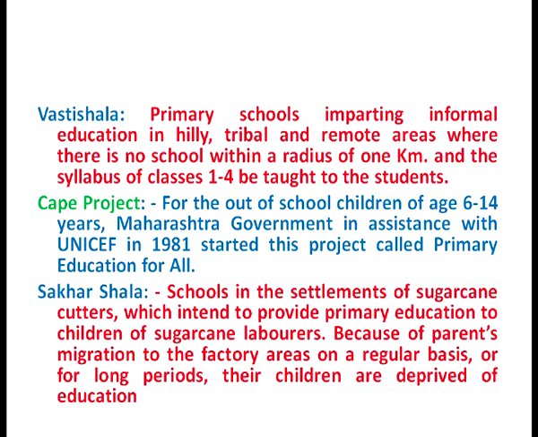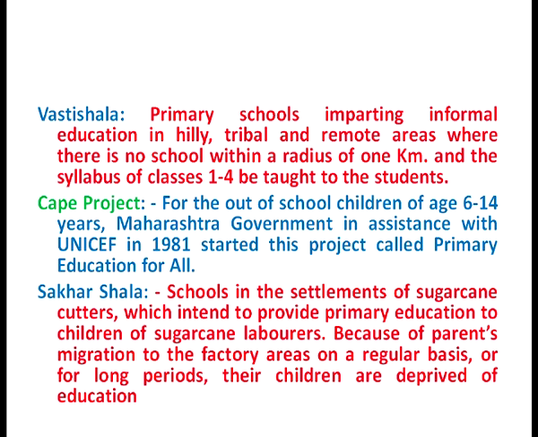But in case of hilly areas, tribal areas and remote areas where the school is not available within the specified radius, for those children and those areas, Vasti Shalas have been established in the state of Maharashtra. In these Vasti Shalas, the syllabus of classes 1 to 4 is taught to the students so that they can compete with the students of the other schools, the formal system students.